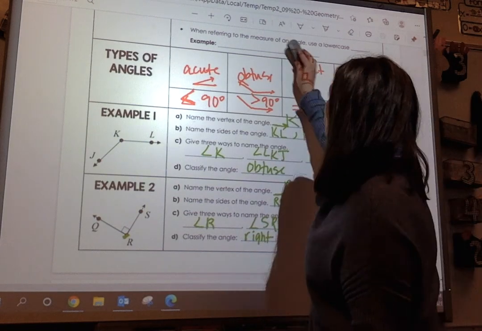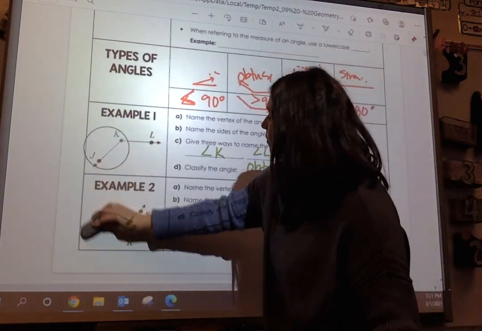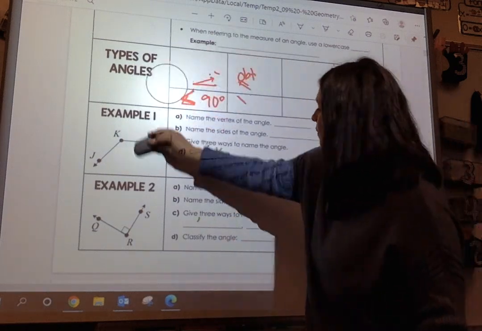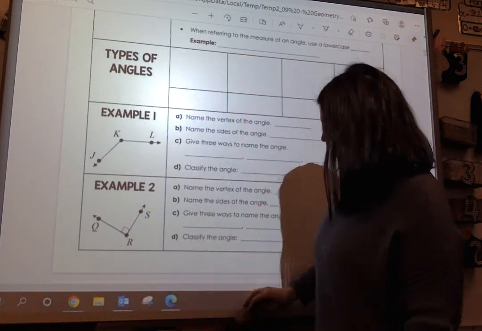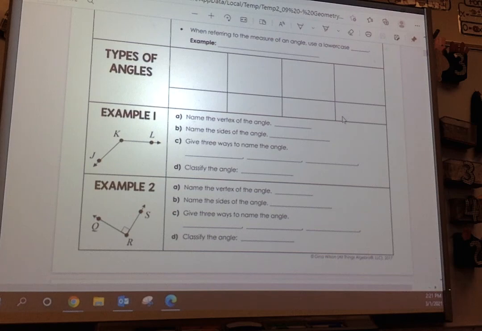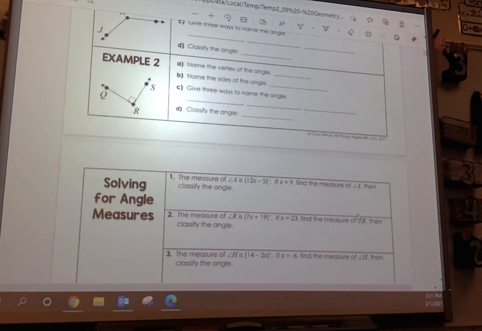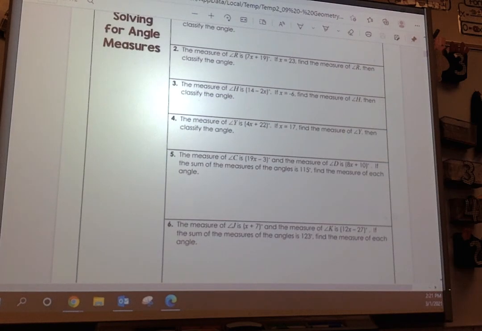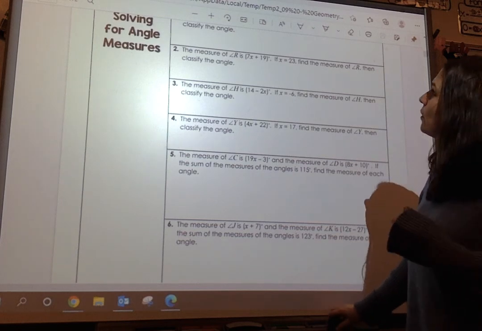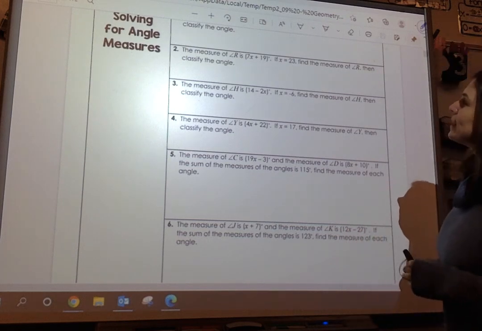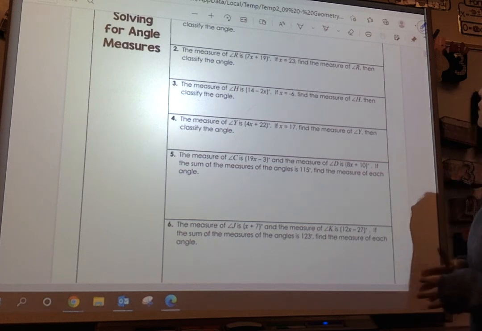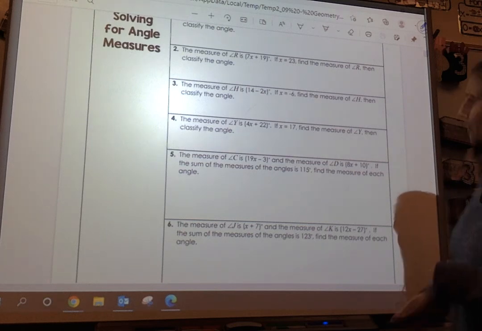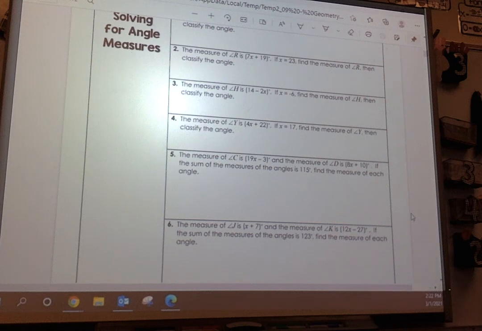Now, what happens when we solve for angle measurements? Go ahead and flip over your notes, and let me go up some. Okay. So let's start with 2, 4, and 6. So if it says the measure of R is 7x plus 19, if x equals 23, find the measure of angle R, then classify. Apparently I'm missing some information here.